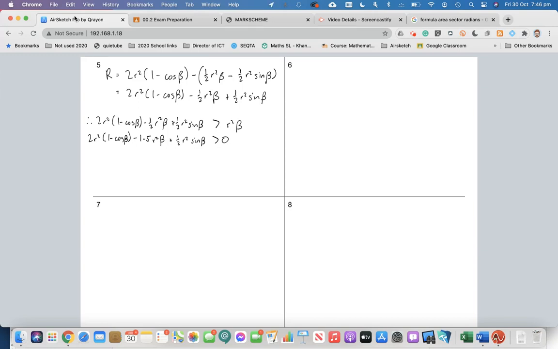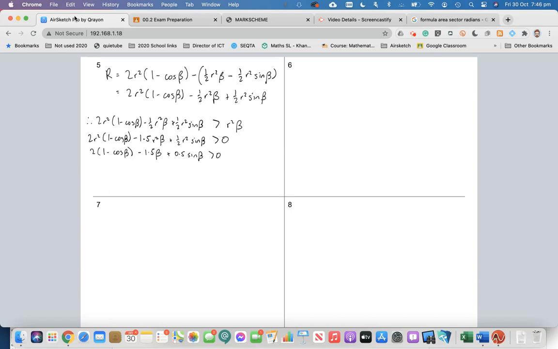Okay, so the problem with this equation is that there's an R squared or an R variable as well as a beta variable. But the good news is R squared, and R squared. So I'm going to divide through by R squared, and I get 2 outside of 1 minus cos beta, minus 1.5 beta plus, I'll just go to 0.5, sine beta is greater than 0.